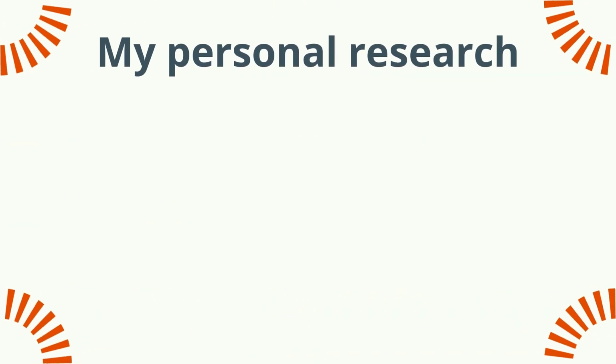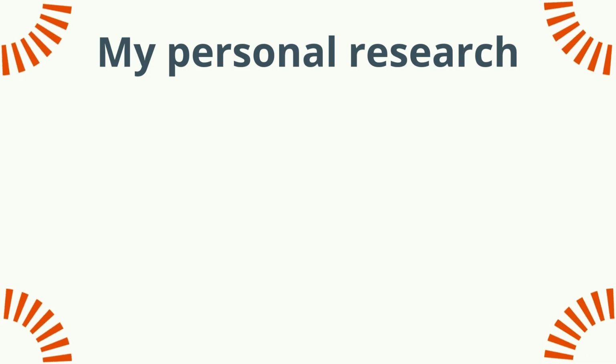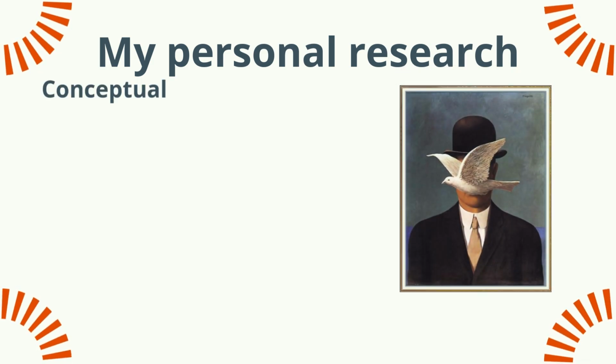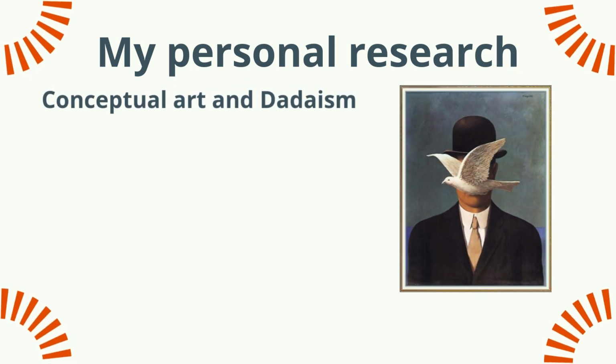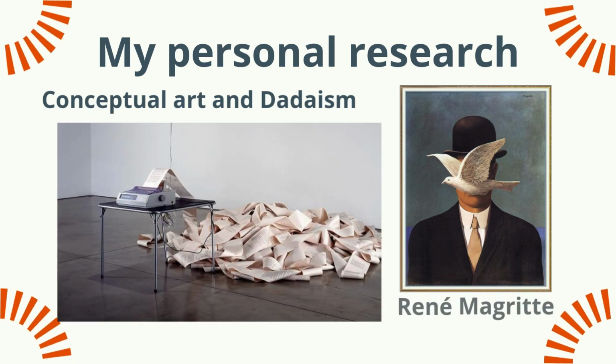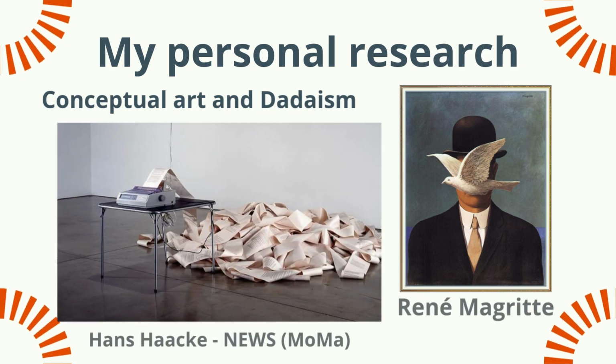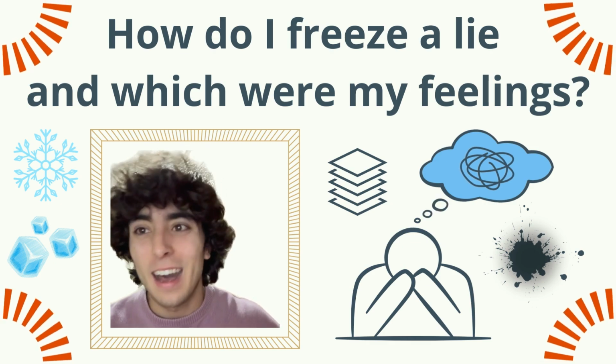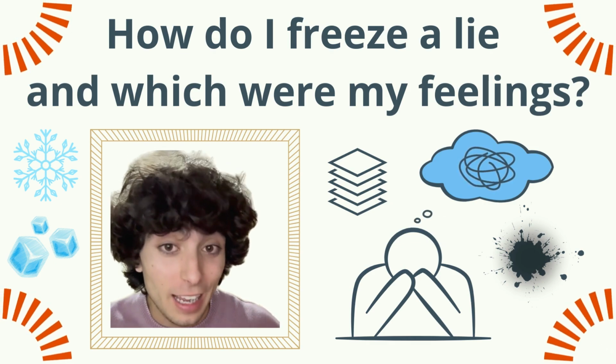Beginning with the first one, the process began with this question: how can I visualize the temporary nature of deception? Research led me to conceptual art and Dadaism, movements that challenge perception, question media, and expose hidden truths. Artists like Magritte or Baudrillard, or even Hans Haacke, shaped my understanding. Their work speaks of illusions, layers, and meanings obscured and revealed. But the real difficulty is here. How do I freeze a lie?